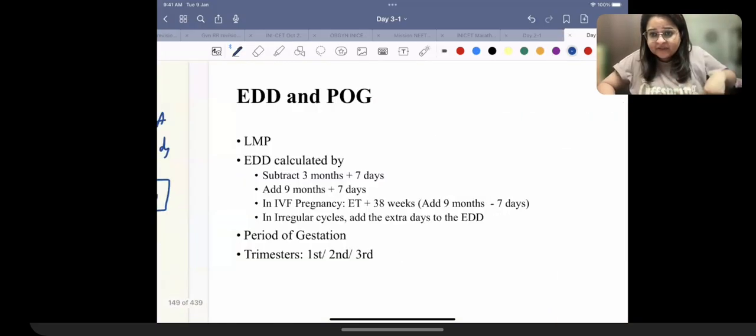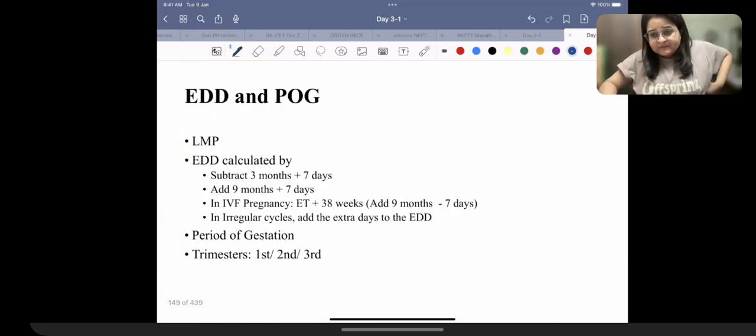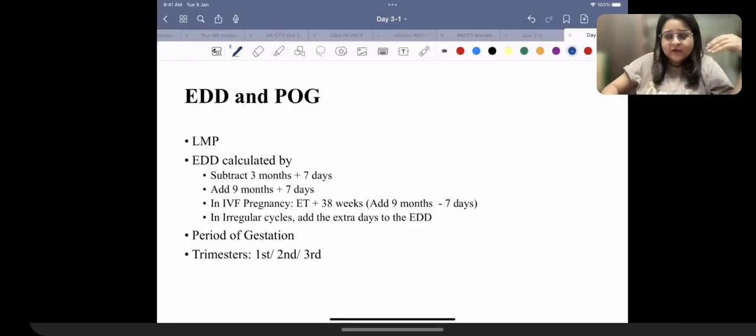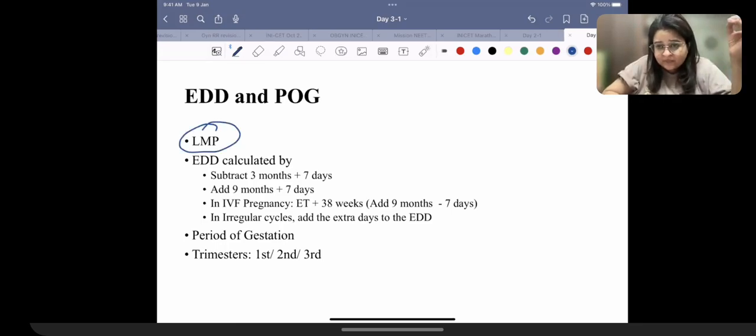ठीक है? Okay, shall we continue? Now coming to a little bit more further. Whenever we have a patient who comes to us and she's pregnant, we always ask her the last menstrual period. Okay? Yes, twin will be para 1. Okay?